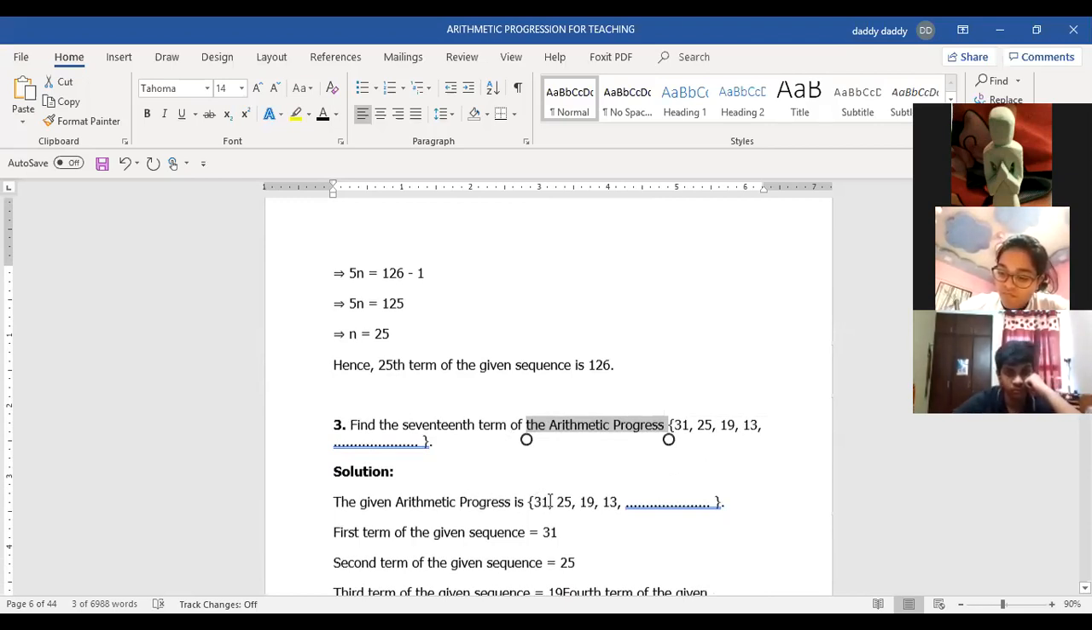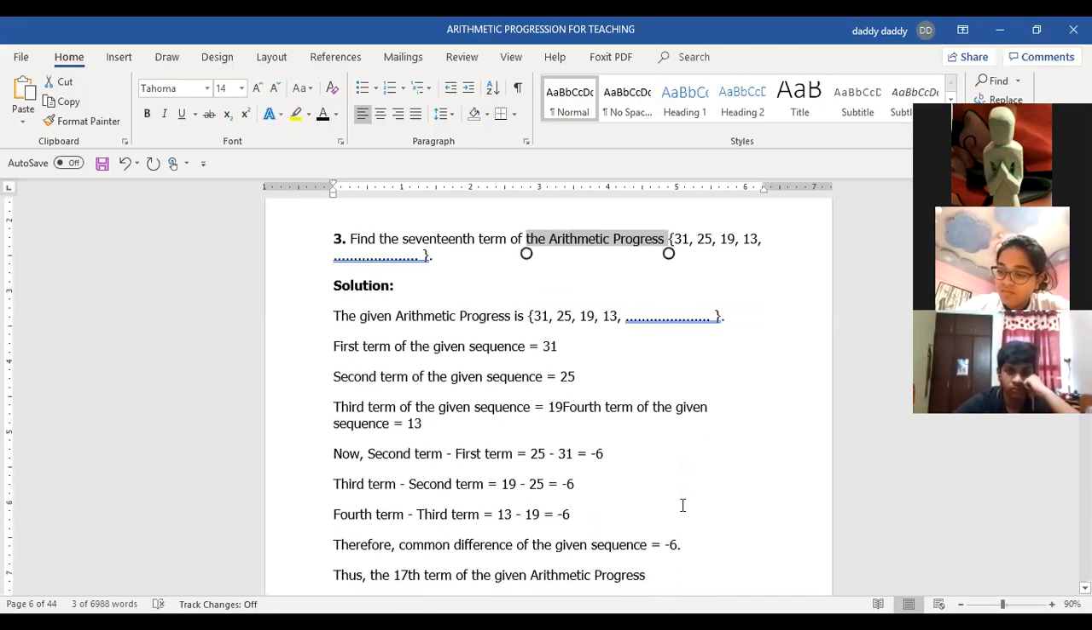The given arithmetic progression, we always generally write the short form AP and not the full thing, is 31, 25, 19, 13 and so on. They have not given us a finite series. First term is 31. Second term is 25. So common difference is second term minus first term, which is A2 minus A1.